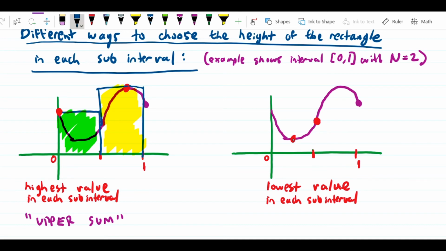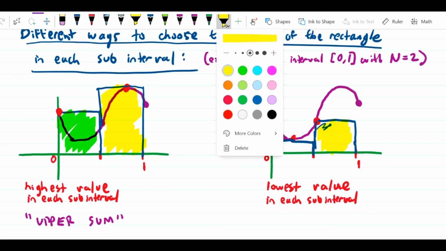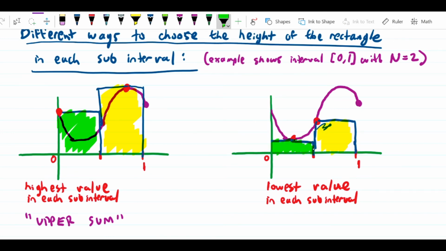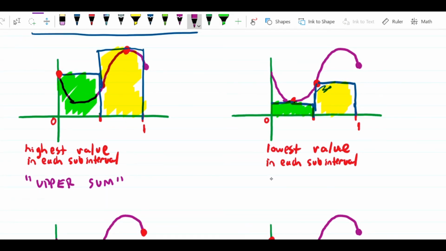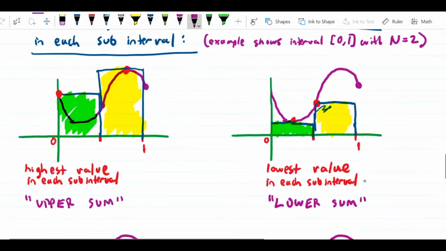Here, the lowest value is this red dot, and it appears in the middle of the first subinterval, and the lowest value in the next subinterval is actually the left endpoint of that subinterval. I'll just shade these in. And as you can see, these rectangles don't really match the curve very well either, but that's okay. We're just following that particular paradigm. This has the name lower sum when we choose the lowest value in each subinterval.